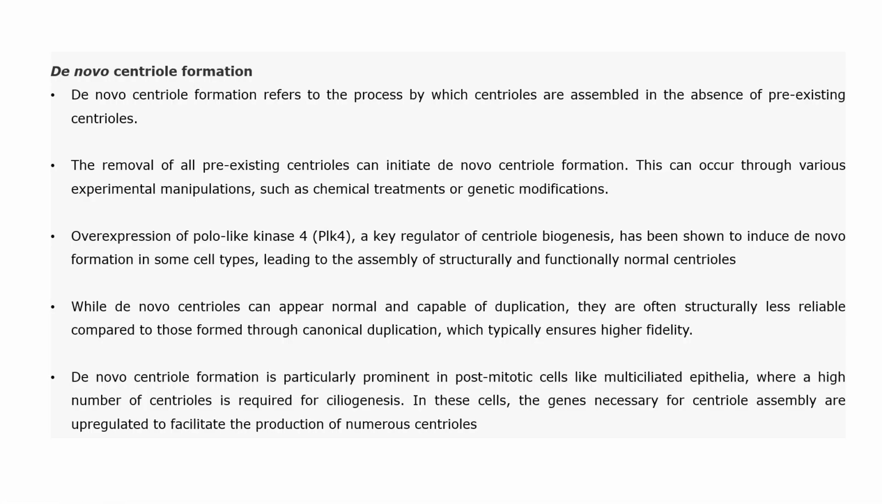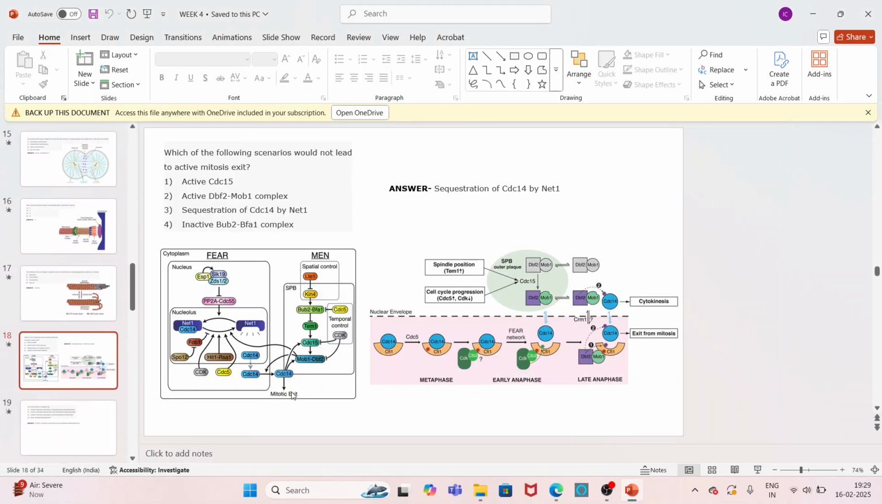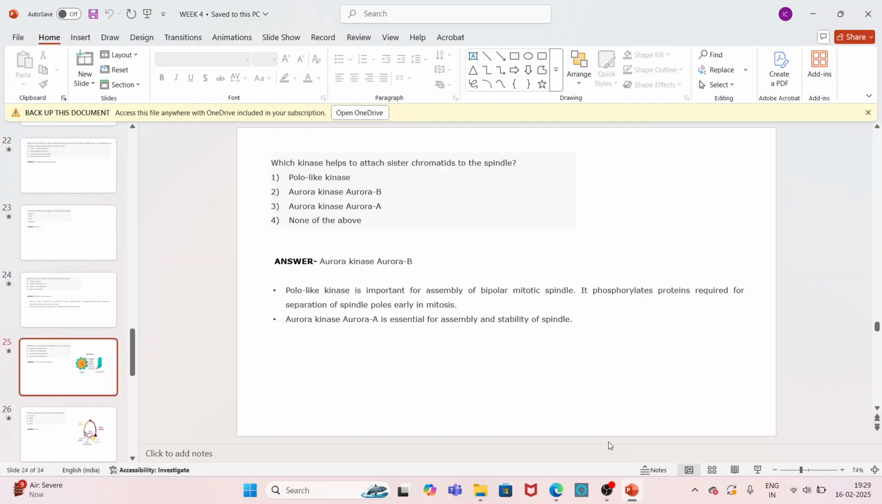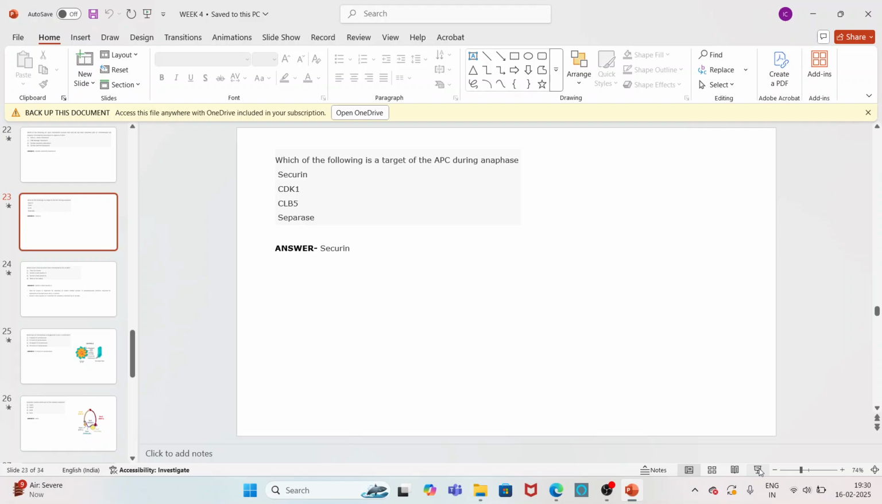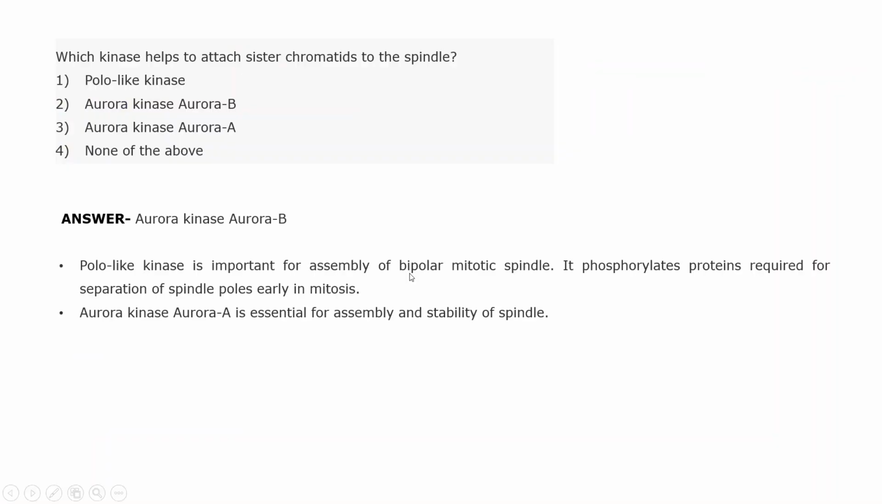So one such example of the function of polo-like kinase is the formation of de novo centrioles, and also enabling the recognition of the mitotic spindle. It helps to distinguish the separation of spindle poles early in mitosis. So I hope it's clear. A kinase actually phosphorylates proteins. So is the doubt clear, or should I explain it once more?